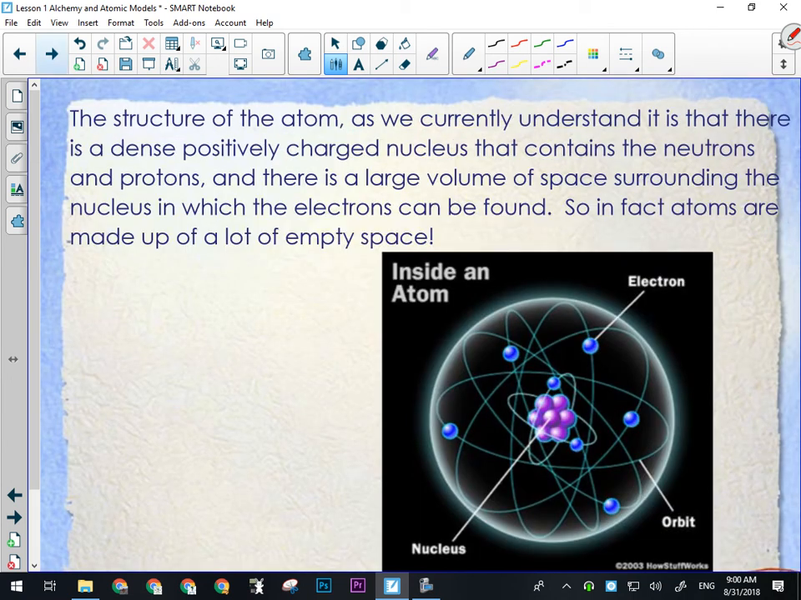All right, so the structure of the atom as we currently understand it is that there is a positively charged, dense nucleus that contains the neutrons and protons. There is a large volume of space surrounding the nucleus in which the electrons can be found. In fact, the atom is made up of a lot of empty space, and that has to do with a lot of the electromagnetic interactions between electrons and protons.